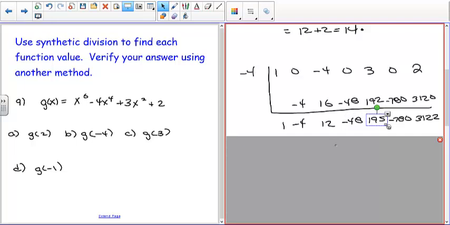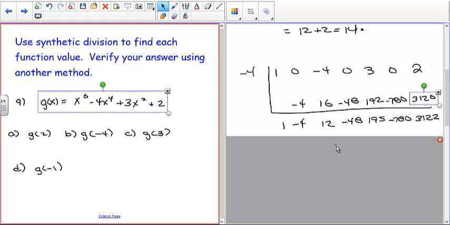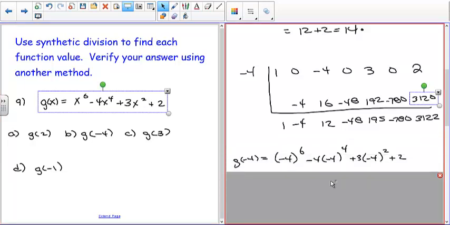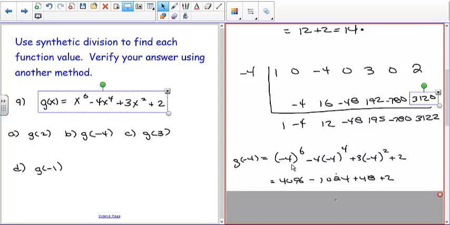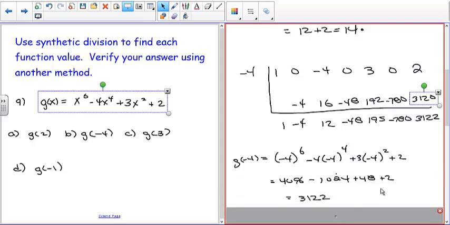Negative 4 times 195 is negative 780. 0 plus negative 780 is negative 780. Negative 4 times negative 780 is 3,120. Add 2, you get 3,122. So this function evaluated at negative 4 should equal 3,122. So plug in negative 4 into the equation. See each term results in that, and if you add this together, you get 3,122.